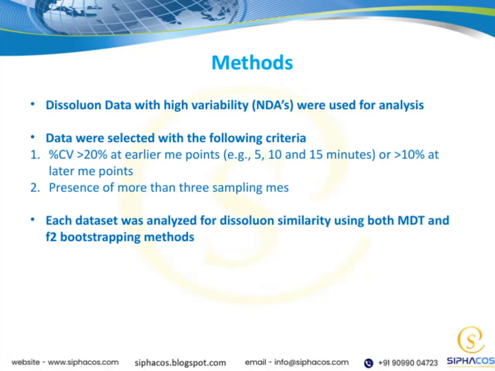In this slide, I want to highlight that we used dissolution data with high variability, specifically NDAs, for our analysis. These data points were carefully selected based on specific criteria to ensure meaningful comparisons. We looked at the coefficient of variation, or %CV, and chose datasets where it was greater than 20% at earlier time points like 5, 10, and 15 minutes, or greater than 10% at later time points. Additionally, we required that each dataset had more than 3 sampling times to provide enough data for robust analysis.